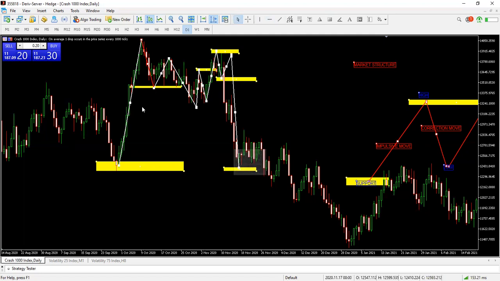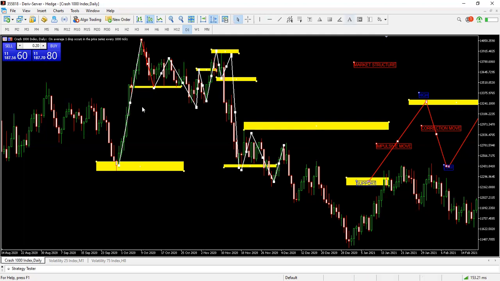Now, from this impulse, he made a correction. The correction ended here. Abi? Now, from this correction, he made an impulse. Why is it called an impulse? Because it broke our last support. As far as you have broken the last support, it becomes an impulse. Then from there, he made another correction. As far as this last high has not been taken out, we treated it as what? As our last resistance. Are you getting me?